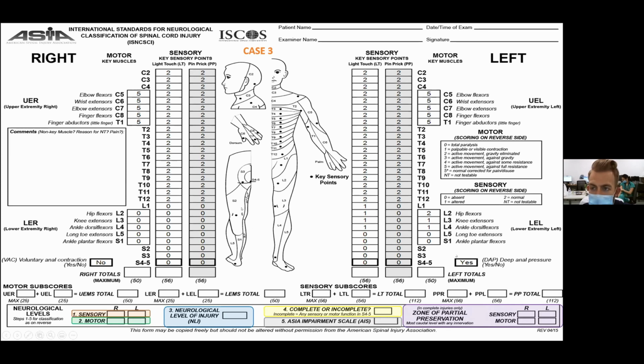Motor on the right, the left is, okay, 1 at L4. And on the right, there is no zone of partial preservation. So you could go ahead and just list T12 there or put a dash, either way. Okay. All righty.